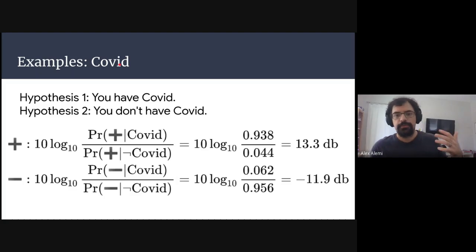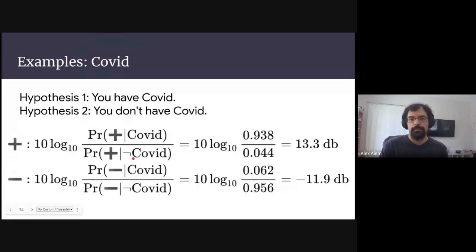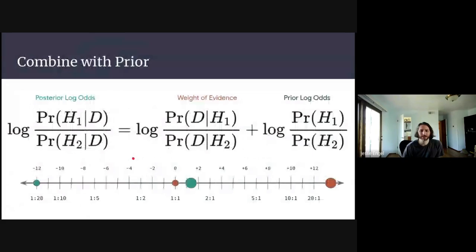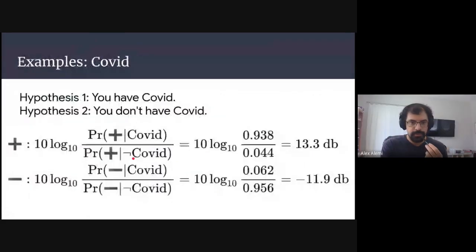If things have correlations, you can still compute the weight of evidence. You just have to do it jointly. You would have to compute the probability that you have a positive test and you have a runny nose, if those two things were correlated, given that you have COVID, versus the probability of that if you don't have COVID. And you need to do that jointly. But you can still use the weight of evidence framework.